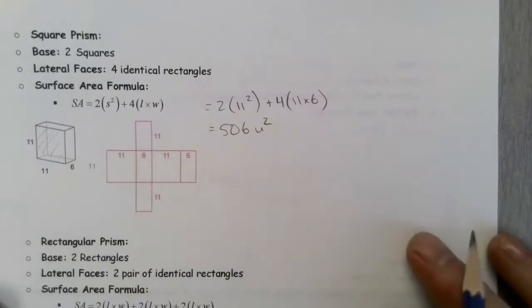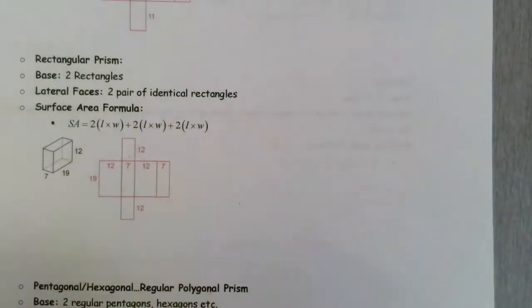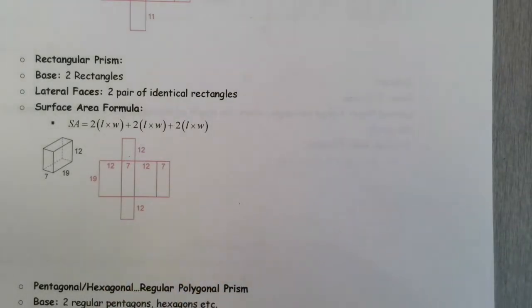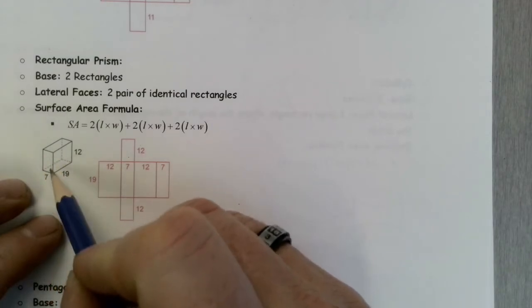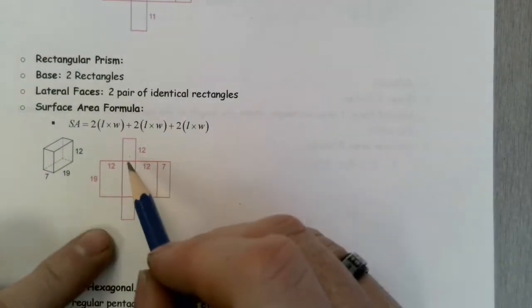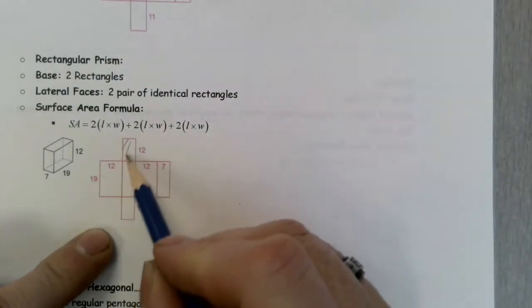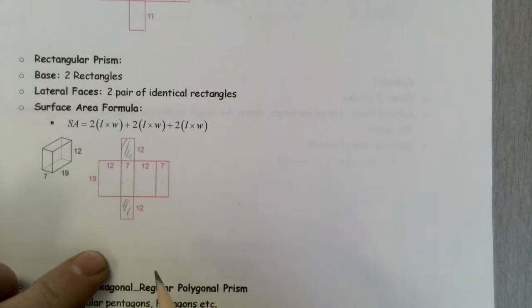Now, we follow that with a rectangular prism, where the base is going to be a rectangle here. Now, that means, because the rectangle has 2 pairs of equal sides, we're going to have 2 pairs of equal rectangles going around. And you can see that here. This rectangle will be the same, and then these two will also be the same.